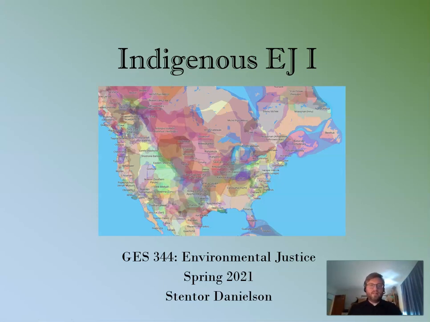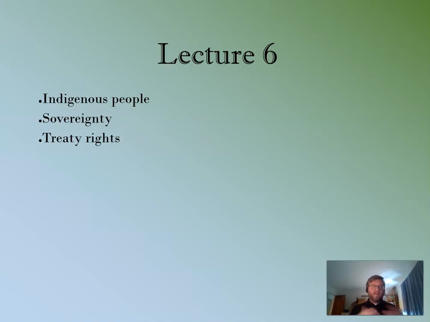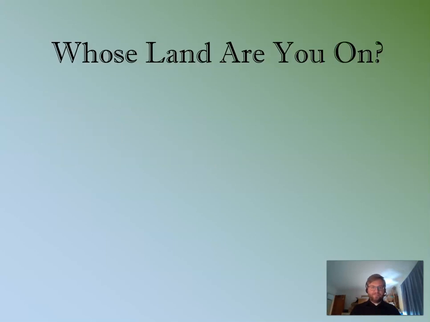All right, so today we're doing the first of two lessons where we're going to look specifically at environmental justice as it relates to Indigenous people. So we're going to first talk about what we mean by Indigenous people, and then we're going to look at the concept of sovereignty, and from there move on to talking about treaty rights for Indigenous people in the United States, and then wrap up by talking about land management arrangements that might exist between Indigenous nations and non-Indigenous people.